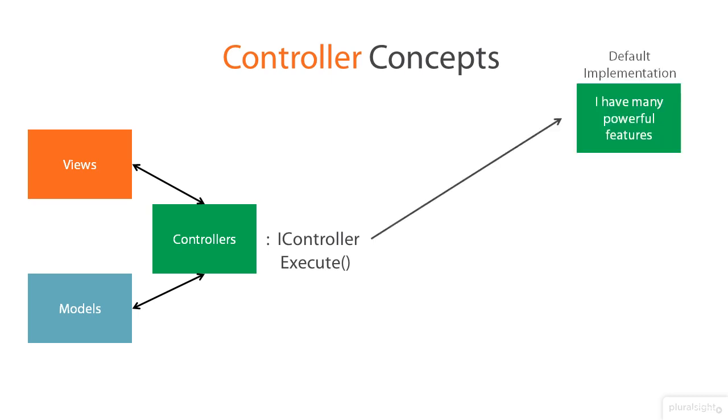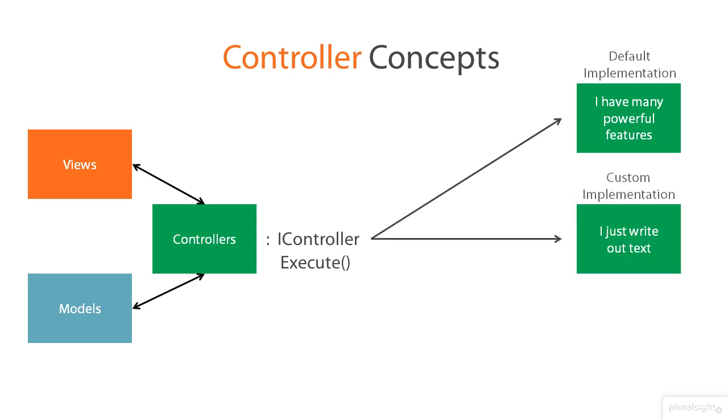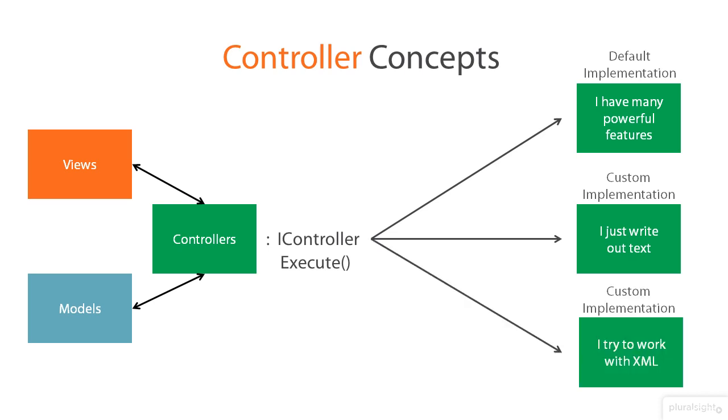Action methods and other layers of .NET MVC are a conventional and very powerful implementation that's provided by the framework. However, you could customize the process for generating a response quite extensively. You could theoretically have a controller that just writes out plain text as the response, or maybe another that has some custom way of working with XML.